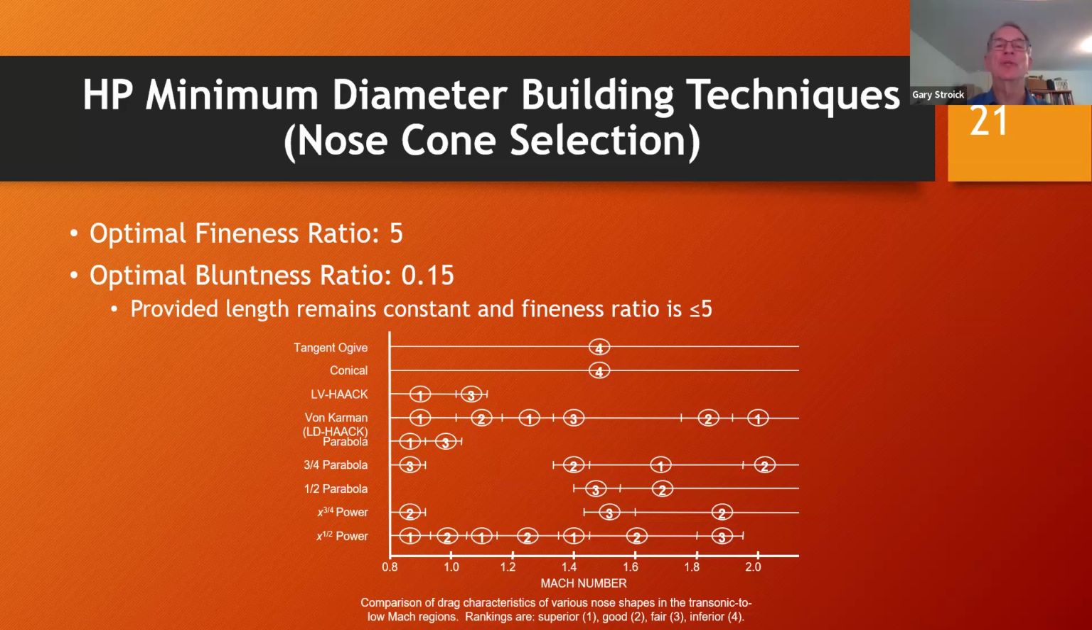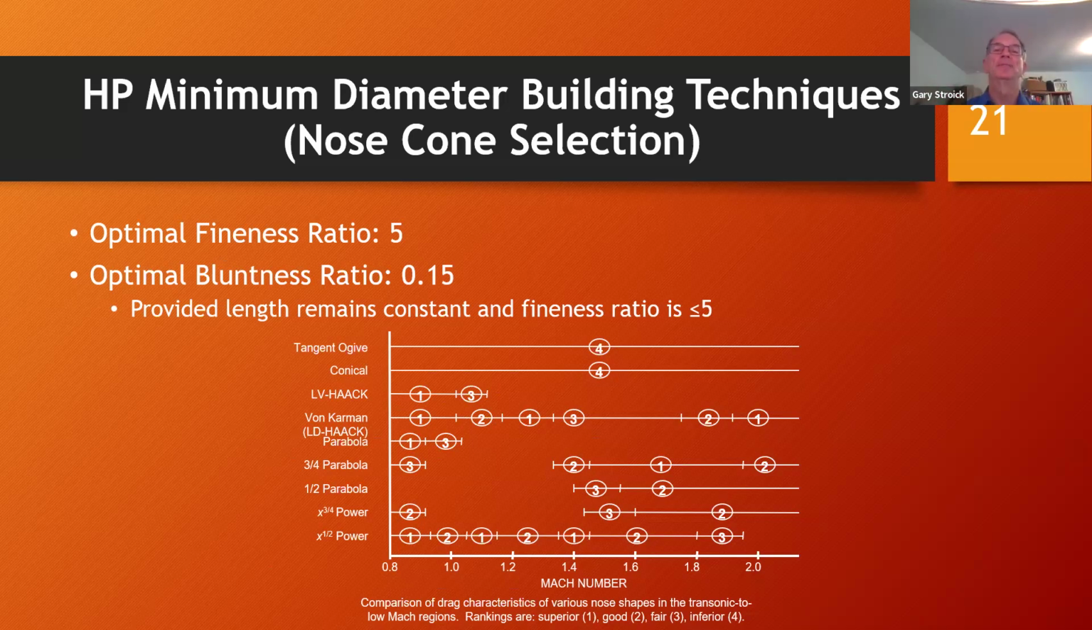You get a slight improvement by making it a little bit longer, but it's not really worth it. You're adding more weight, and the improvement is so minimal that it just doesn't make sense. The bluntness ratio is the curvature at the very tip of the nose. Typically, they're not pointed; they're actually curved slightly, and the 0.15 is a reference to the actual diameter of the base of the nose cone. So that's the reference to the base.